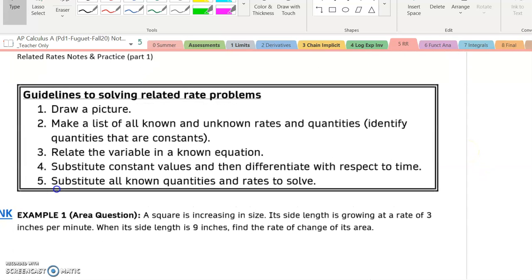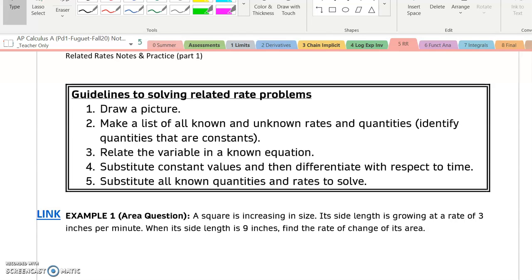Before we start, here's a general process that I'm going to use as we go through this. I want you to pay attention to my logic and thought as we go through some of these. We're always going to want to draw a picture or have some type of visual aid to help us. We want to then make a list of all of the unknown rates and quantities that are given in our question. It's also important to identify what things are constant. Remember that constant things won't have a rate to them. We're going to relate the variables in a known equation, so that's where those formulas are going to come in. We're going to look for a relationship of something we've already learned in the past to relate them to one another. We'll then substitute any constant values, and let's be very clear what constant values are, different than known values, and we'll talk about that in the questions in a minute.